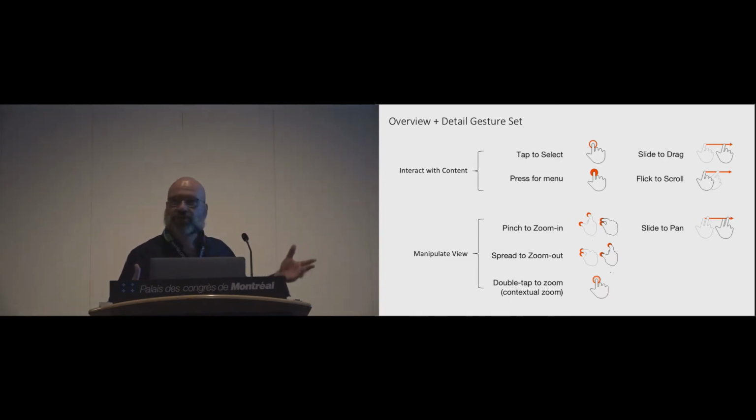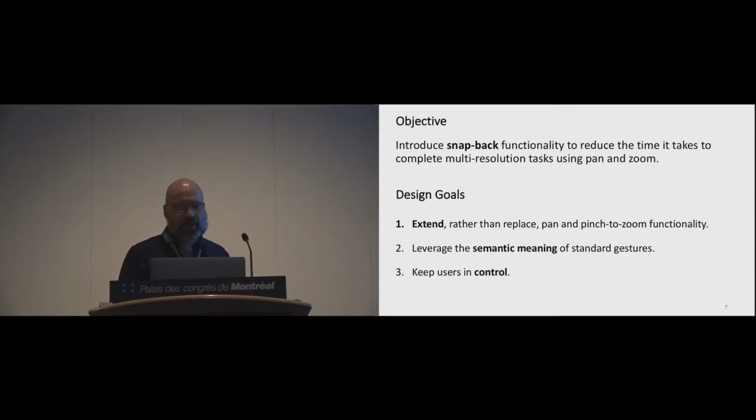Okay, so we have this gesture set. We want to do something to add this transient snapback functionality. So how are we going to do that? Well, that's our objective, to introduce snapback. But we're going to do it with these three design goals in mind. The first one is that we want to extend instead of replacing gestures. So we do not want to write a better pinch to zoom or a better pan gesture.